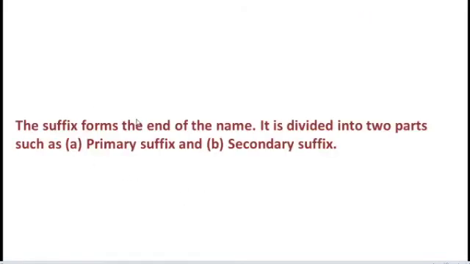The suffix forms the end of the name. What are the suffixes? There are two types. It is divided into two parts, a primary suffix and a secondary suffix.